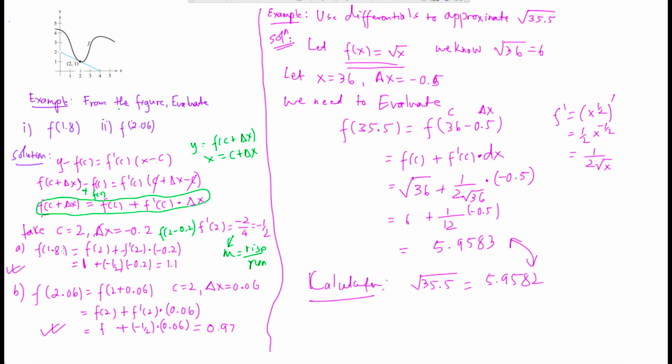So f of 2, the y value at 2, is 1. That's why I wrote 1 here, plus f prime of 2, which is negative 1/2, times negative 0.2.